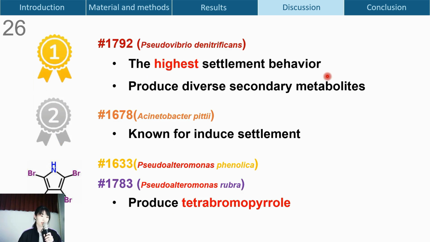And this time we know some good news that 1792 has the highest settlement behavior, and we know he can produce diverse secondary metabolites. So this might be the reason he can show this result. In 1678, we know he can have a good result before, but we haven't known what chemical compound he can produce. And these two belong to the same family and genus. They can all produce tetrabromopyrrole, which is the chemical we mentioned before. It can induce the coral settlement.